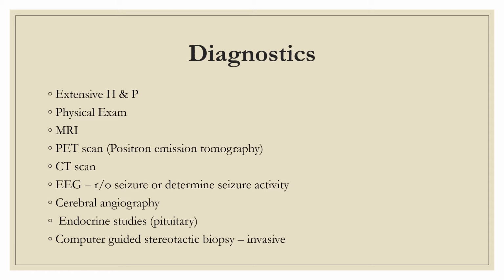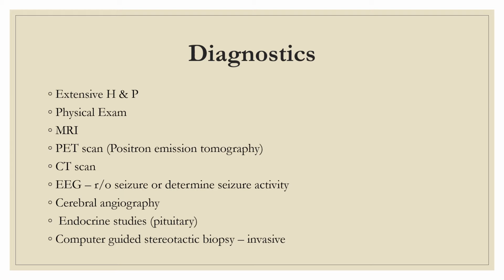MRI scans are very typical. PET scans, that stands for positron emission tomography. PET scans are often done in oncology patients, and it lights up the areas where there is actually cancer in the body. CT scanning, EEGs. This looks at brain activity. It can help us rule out seizure activity and when seizures may actually start.